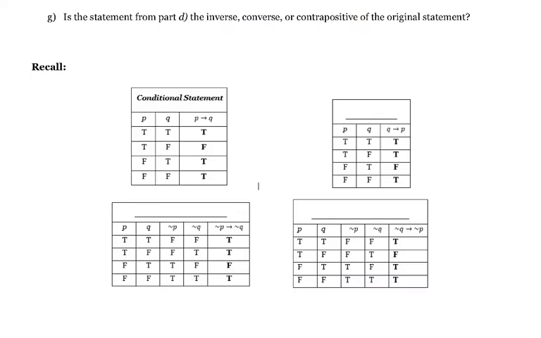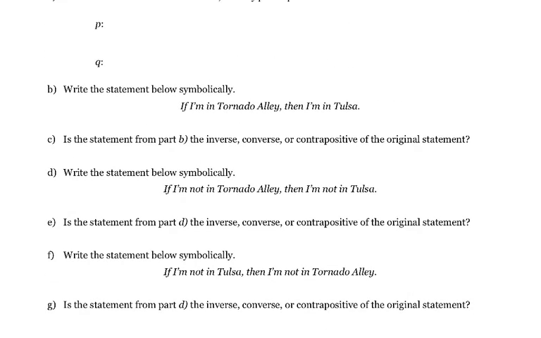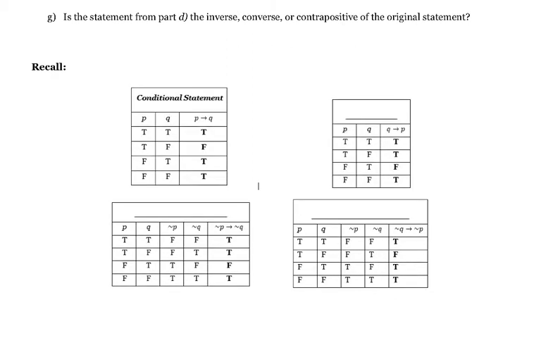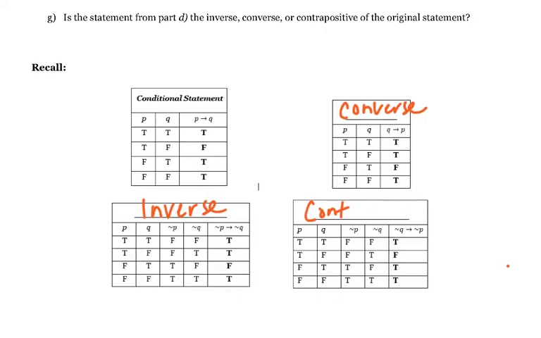This is just a recall. Again, I'm not going to redo the example up here because it's just a redundant example. If you do need another example, let me know. But here we have our conditional statement. This is my converse because the Q and the P are switched from the original conditional. This is my inverse because the P and the Q are just negated from the original conditional. And this one's my contrapositive because the P and the Q are switched and negated.